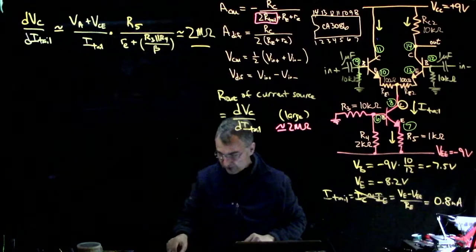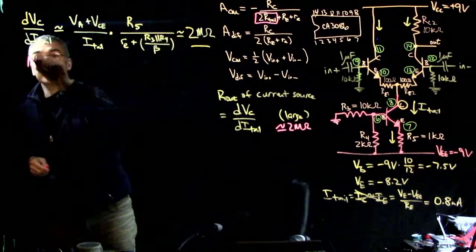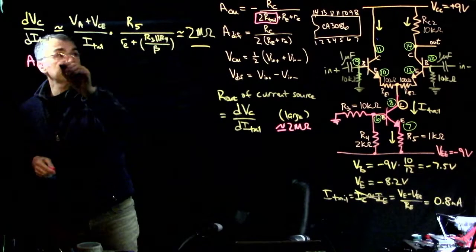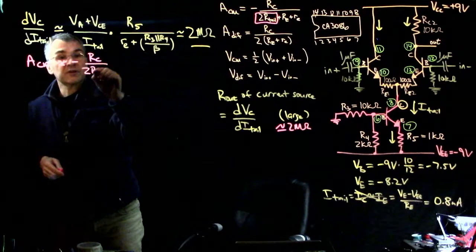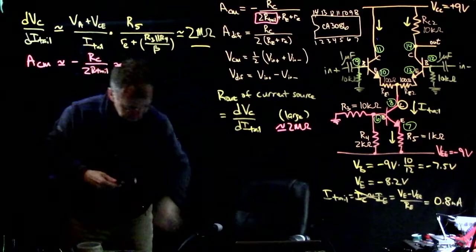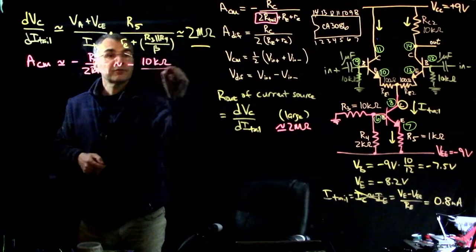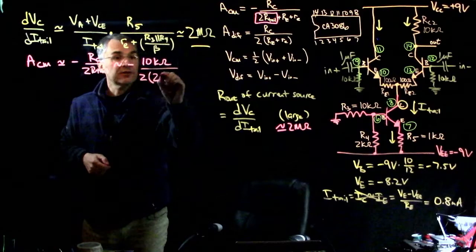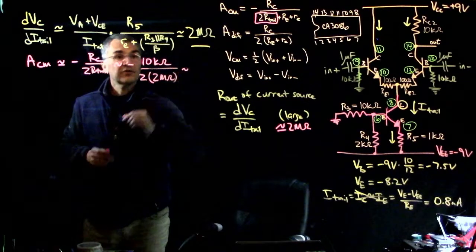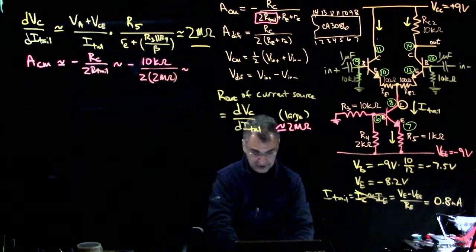We expect this term is now so huge compared to these terms, the common mode gain should be basically minus RC over 2R tail, which is basically, let's use a less precise equal sign, 10 kilo ohms divided by 2 times 2 mega ohms, which is like 10K divided by 4 meg. So 10E3 divided by 4E6.